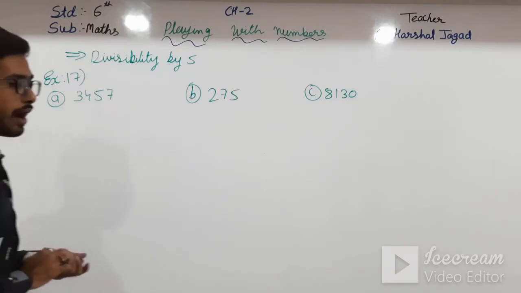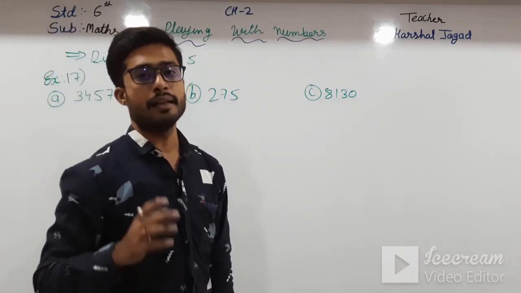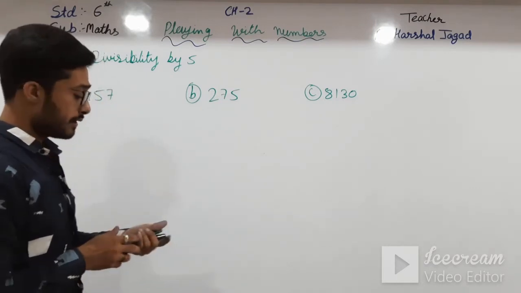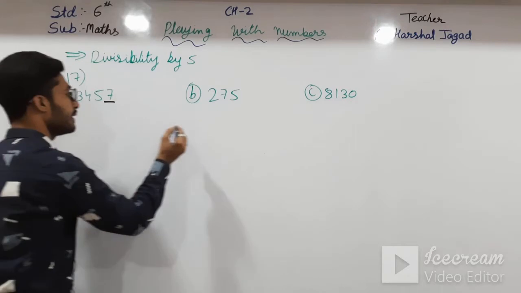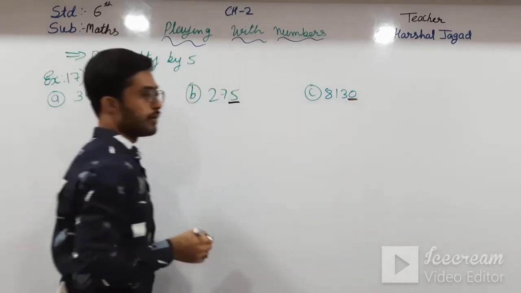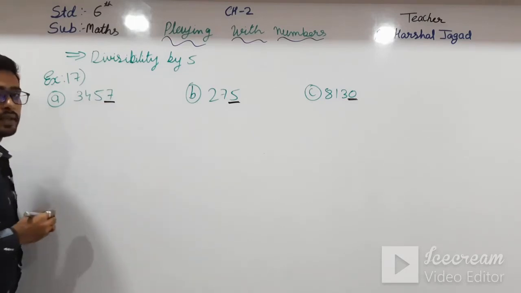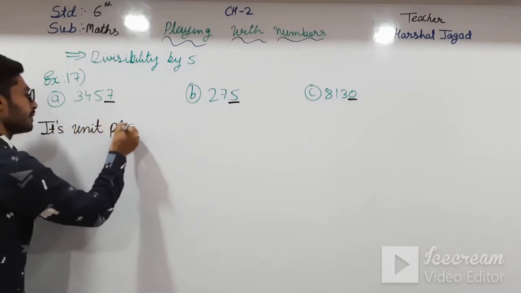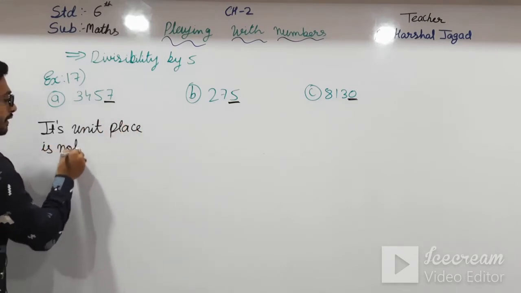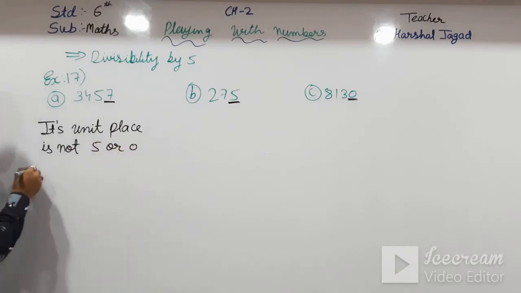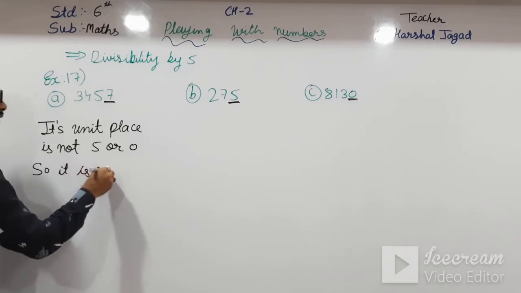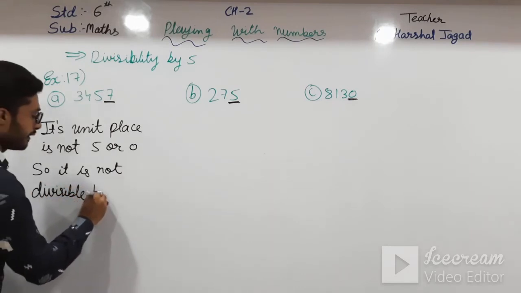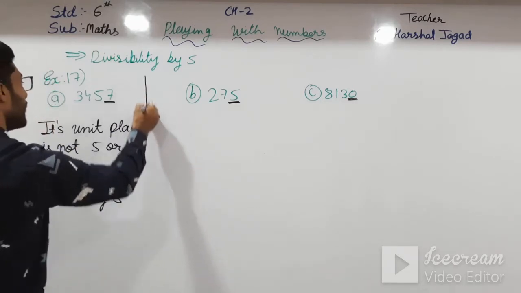See here, first of all, in the sentence I read, we have seen that a number is divisible by 5 when the unit place is 0 or 5. Here the unit place is 7, here it is 5, here it is 0. Okay students, first of all, its unit place is not 5 or 0, so it is not divisible by 5. Okay students, this is not divisible by 5.